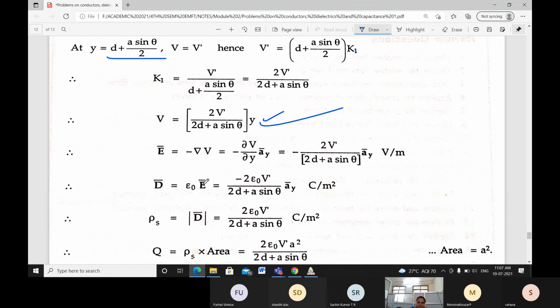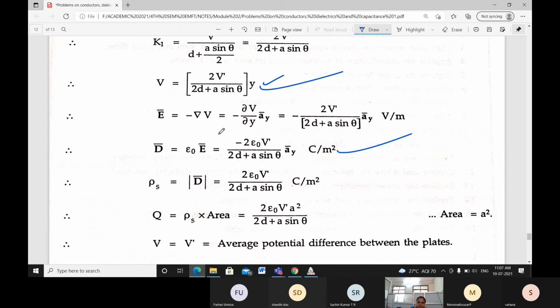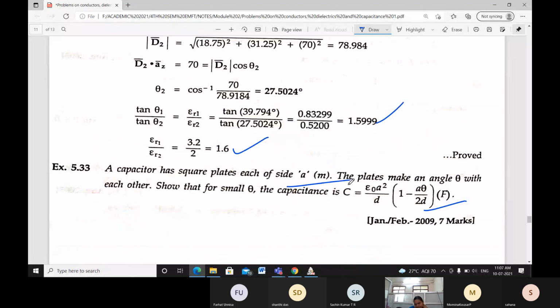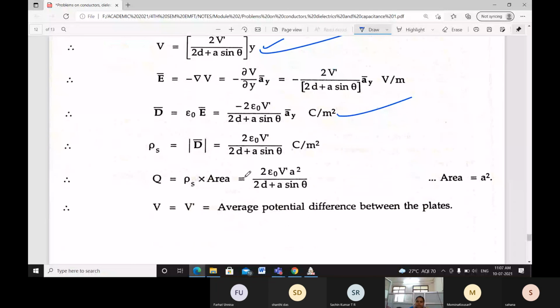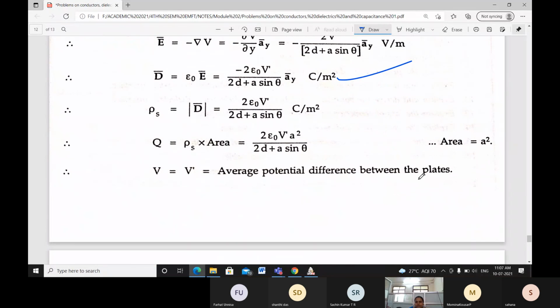Then D is going to be epsilon naught times E, multiply just with epsilon naught here, and the rest remains the same. Then rho s is the mod of that value. Mod of D is going to be 2 epsilon naught V dash divided by 2d plus a sin theta coulombs per meter square. Then charge is going to be rho s into area, that's 2 epsilon naught, area is a square, it's given, so a square divided by 2d plus a sin theta. Then V is equal to V dash, the average potential difference between the plates.